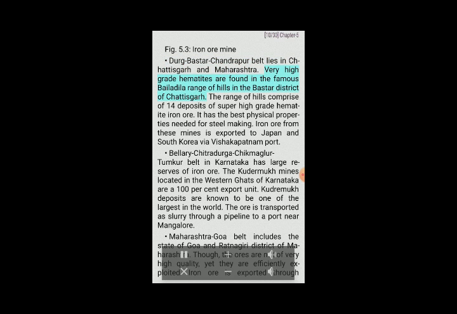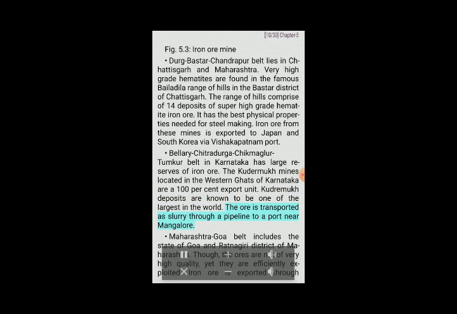Durg-Bastar-Chandrapur belt lies in Chhattisgarh and Maharashtra. Very high-grade hematites are found in the famous Bailadila range of hills in the Bastar district of Chhattisgarh. The range of hills comprises 14 deposits of super high-grade hematite iron ore. It has the best physical properties needed for steel making. Iron ore from these mines is exported to Japan and South Korea via Vishakhapatnam port. Bellary-Chitradurga-Chikmagalur-Tumkur belt in Karnataka has large reserves of iron ore. The Kudremukh mines located in the Western Ghats of Karnataka are a 100% export unit.